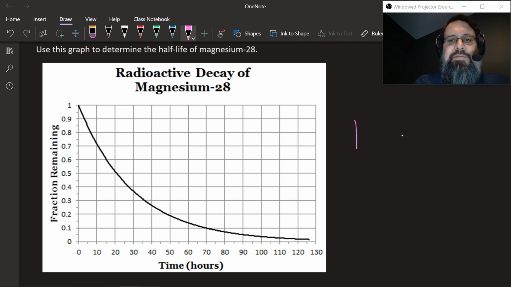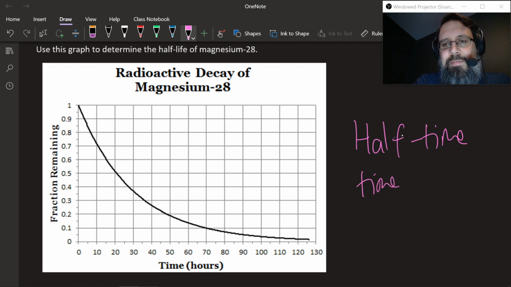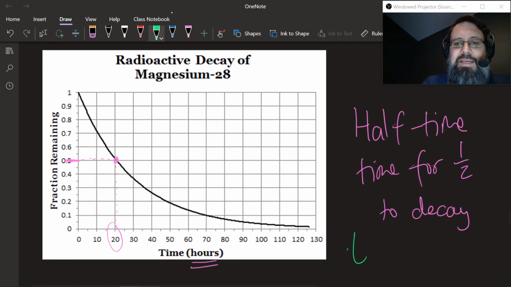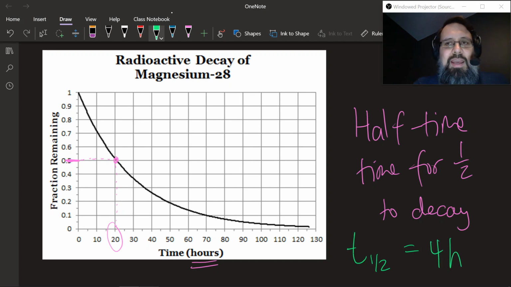Well, the half-life is the time for half to decay. So after a half-life has passed, we would expect the amount remaining to be half. We expect half of it to remain. And so if we go over from there to right there, we notice that the half-life is 20 hours. The half-life time, we write as T subscript 1/2. The half-life time is 20 hours.